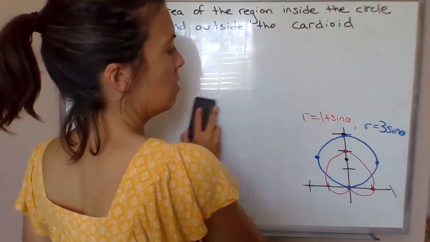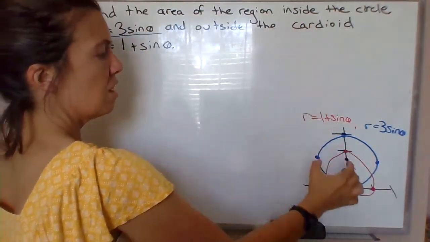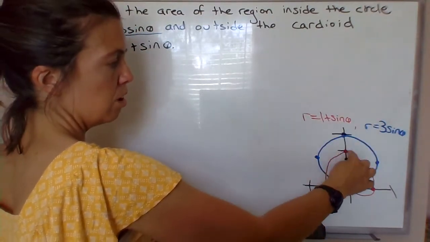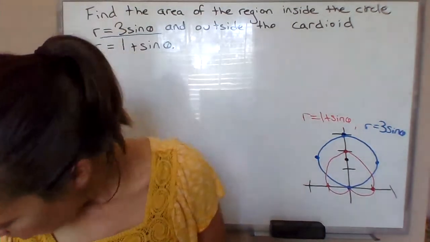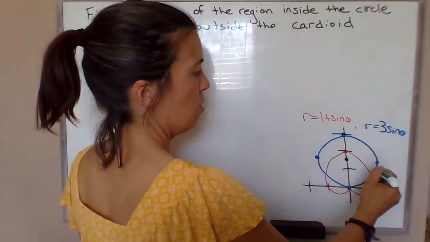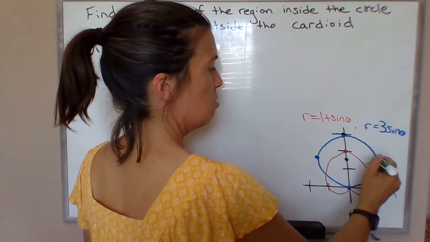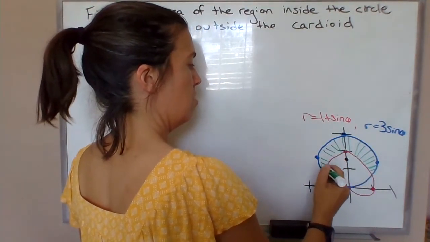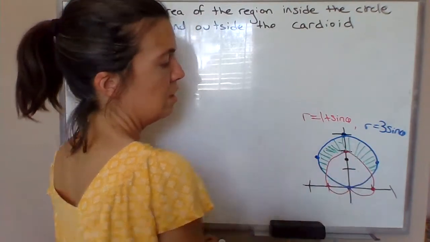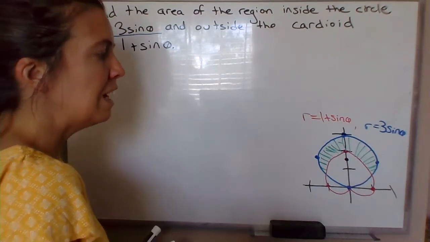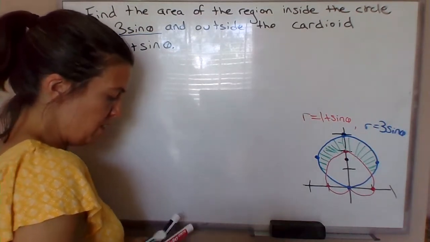So we want to find the area of the region inside the circle, so inside the blue, and outside of the cardioid, outside of the red. So inside the circle, outside of the cardioid, that's going to be this region here. This is the region we want to find the area of. Again, I would be inclined to use symmetry.